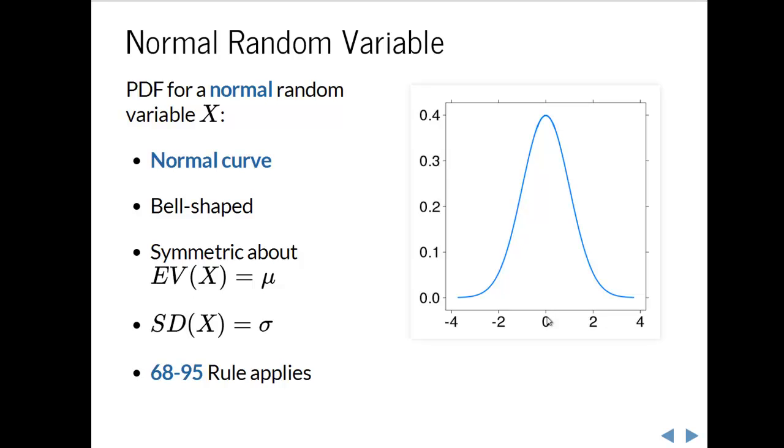The standard deviation of a normal random variable tells us something about how spread out the normal curve is. In other words, standard deviation controls if the curve is really narrow and skinny or if it's more spread out and wide. Another Greek letter is used here to describe standard deviation. That Greek letter is sigma, and you see it right here. One final feature of the normal curve is that the 68-95 rule applies. So let's talk about that.